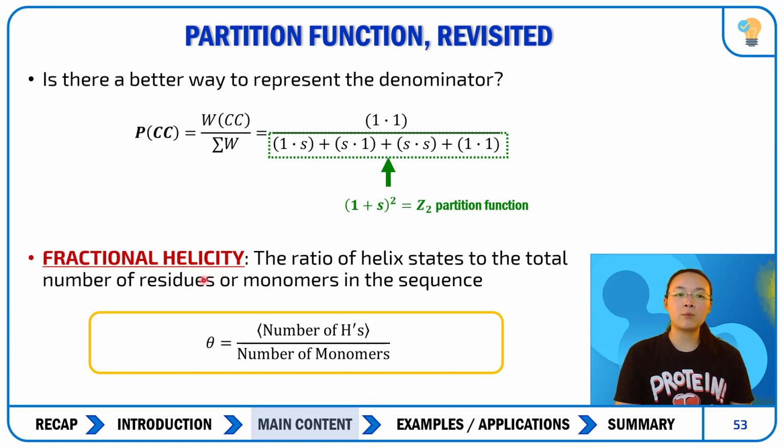And then we now want to define fractional helicity, which we introduced before for the graph, and we weren't able to explain it before, but we can now. That's the ratio of helix states to the total number of residues or monomers in the sequence. Let's go through an example to try and find the fractional helicity of a dimer.